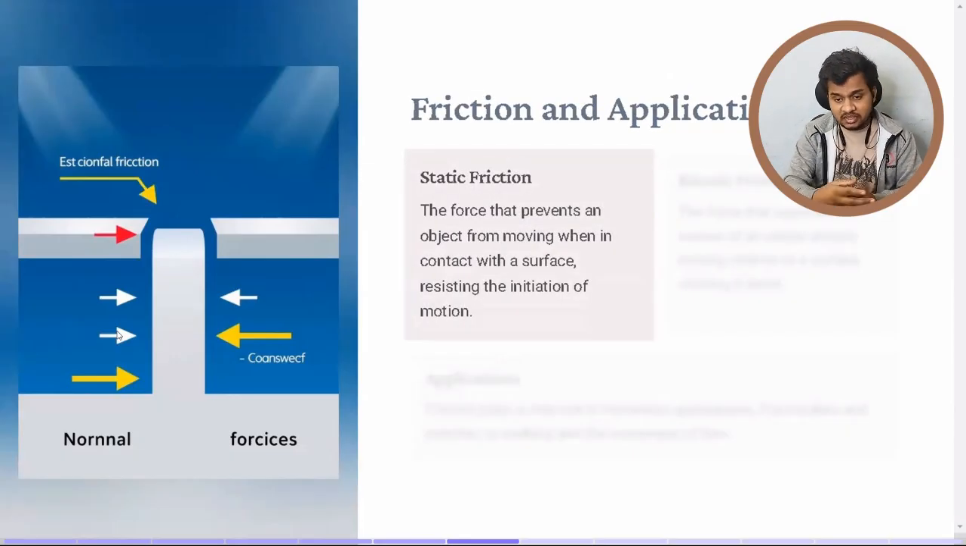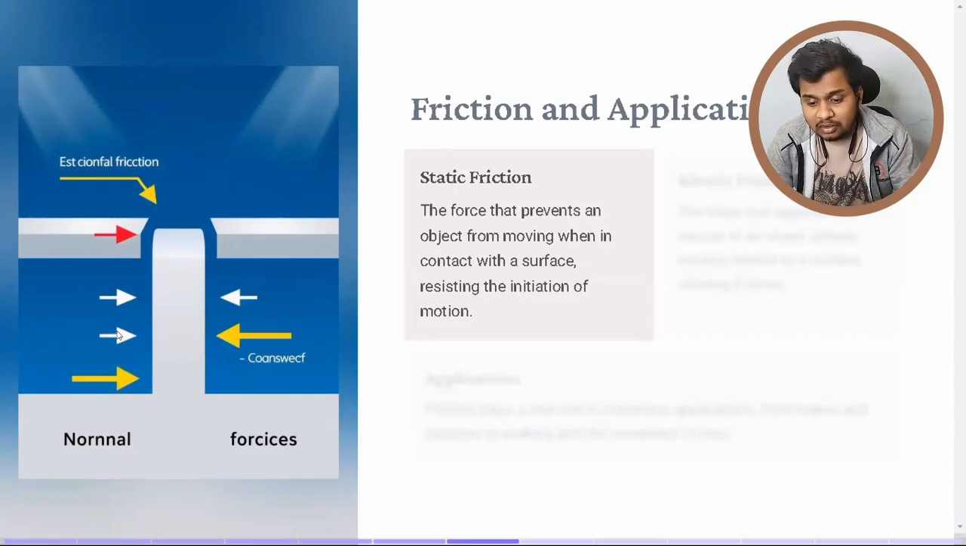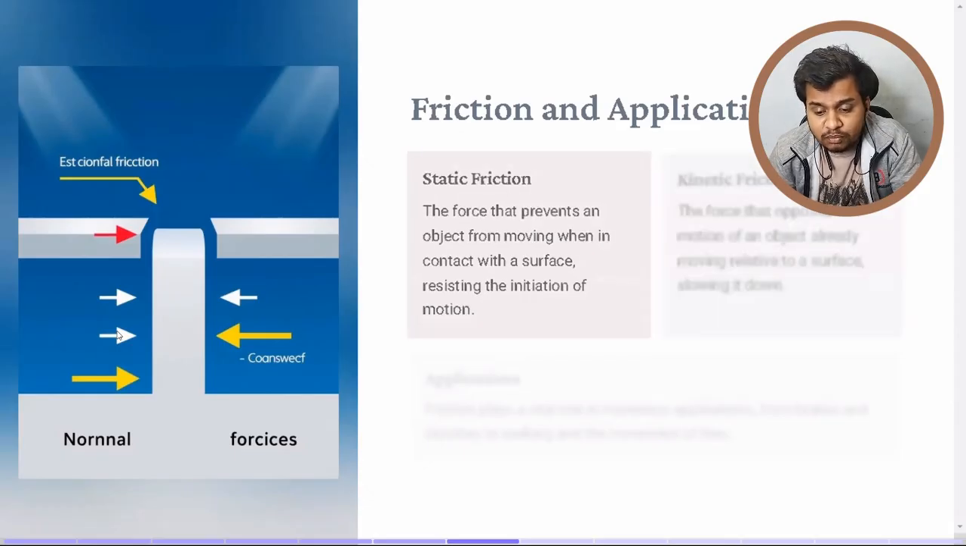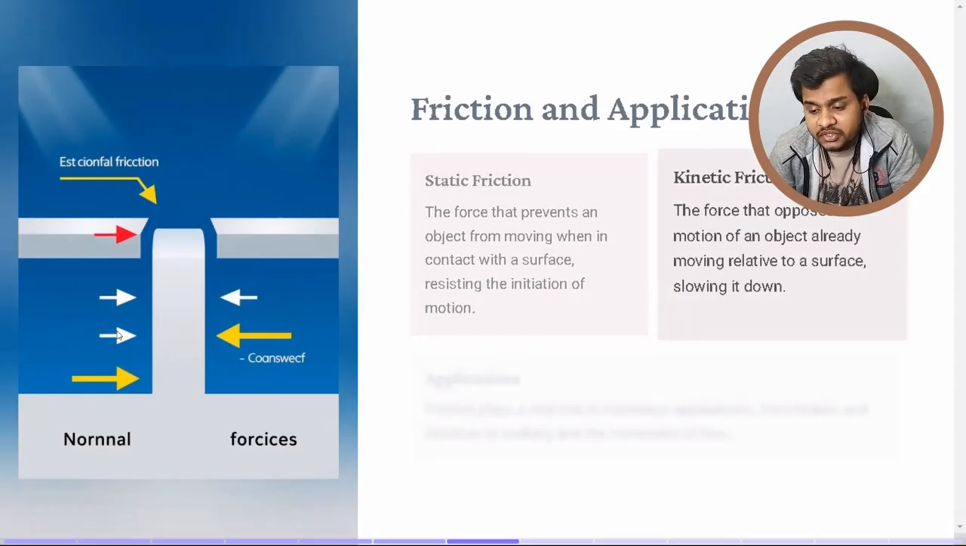Now, static friction. What is static friction? Basically, the force that prevents an object from moving when in contact with a surface, resisting the initiation of motion, is called static friction. Now, kinetic friction. Kinetic friction is the opposite: it opposes the motion of an object that is already moving relative to a surface, slowing it down.